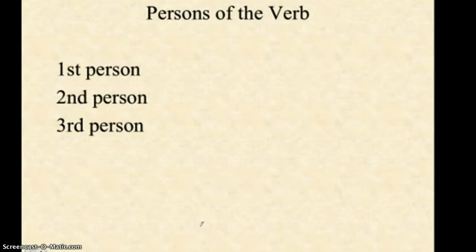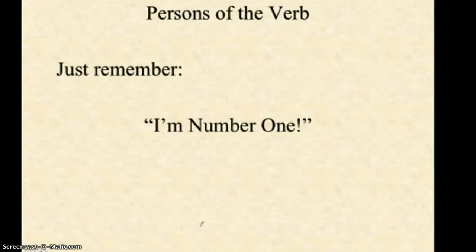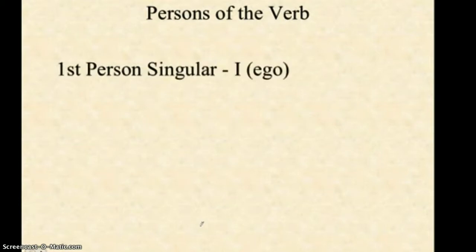This tutorial will be an overview of the concept of the persons of the verb. The persons of the verb are first person, second person, and third person. And the way you can remember these is, remember, I'm number one. When you say the phrase, I'm number one, you've told yourself that first person is I or me. And so first person singular is going to be I, and the pronoun in Latin is ego.